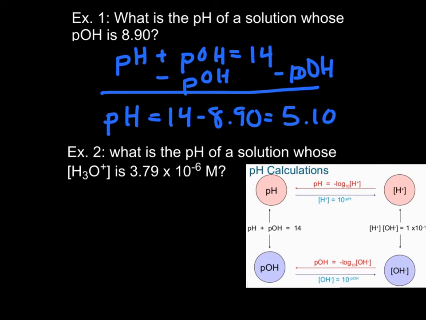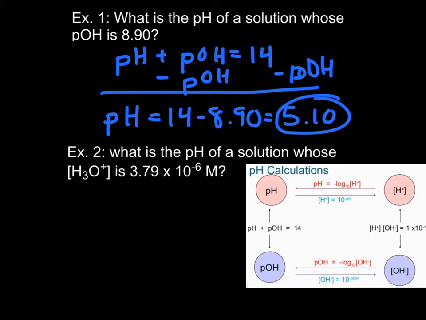So the general rule of thumb is if you start with 2 decimal places, end with 2 decimal places. If you start with 1, end with 1. But here's our answer. We would consider this solution, since it's below a pH of 7, to be acidic. Let's now take a look at the next equation.